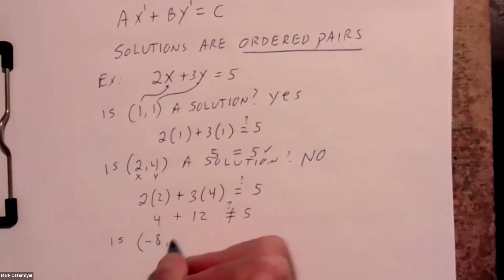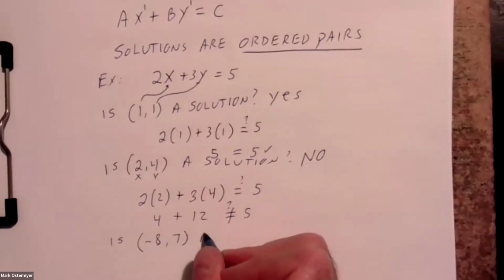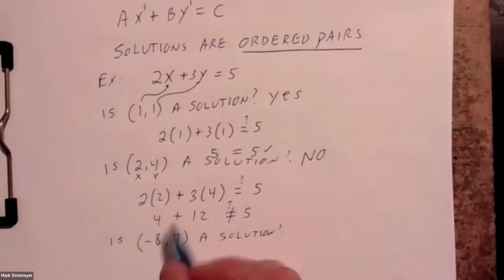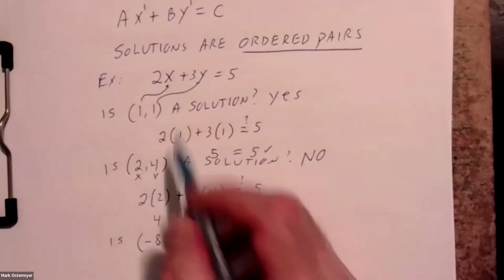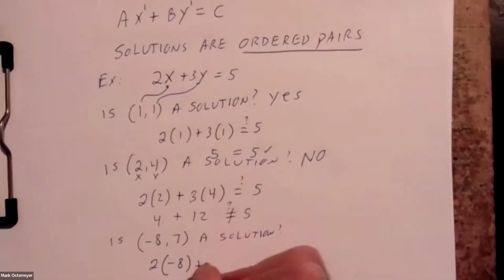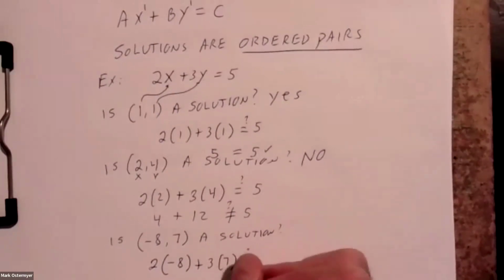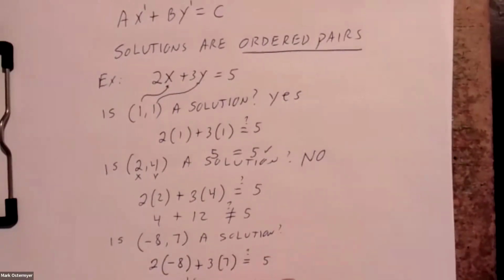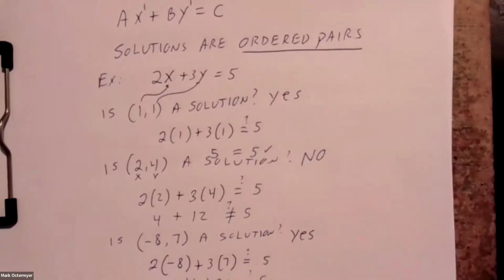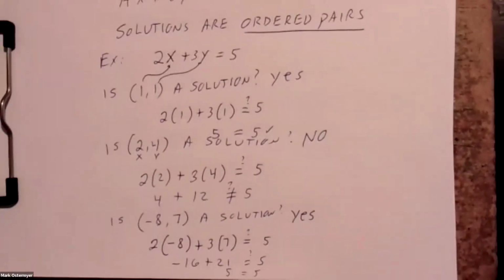I think I can think of maybe another one. How about this one? Is negative 8, 7 a solution? Replacing x with negative 8 and y with 7 in the equation, let's find out. Is 2 times negative 8 plus 3 times 7 equal to 5? Is negative 16 plus 21 equal to 5? It is, isn't it? So the answer is yes. We have found yet another ordered pair solution to my linear equation here, negative 8, 7. It satisfies the equation.